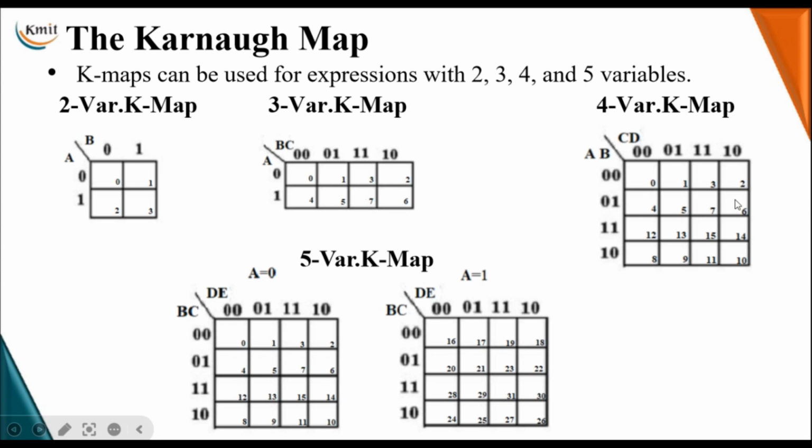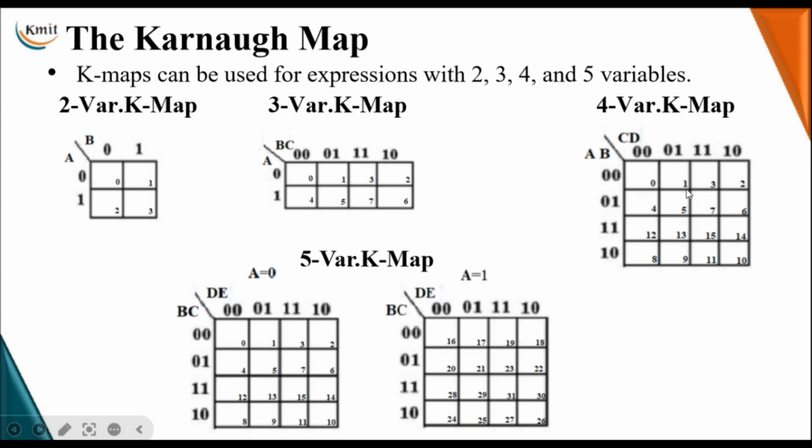Now for a 4 variable K-map, this big square is subdivided into 16 cells. In order to do that, we are going to use 4 rows and 4 columns. Here also we represent the row index with the gray code, starting with 0, 0, 0, 1, 1, 1, 1, 0, and the column indexes are also labeled as 0, 0, 0, 1, 1, 1, 1, 0. And now we write the decimal codes of each cell.